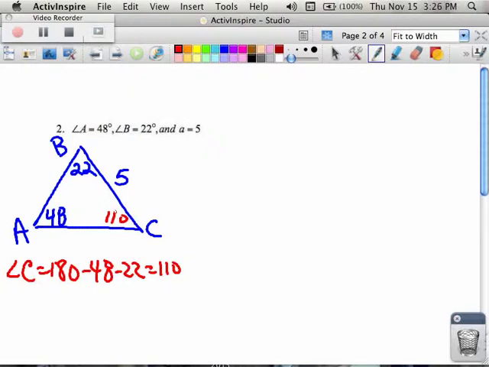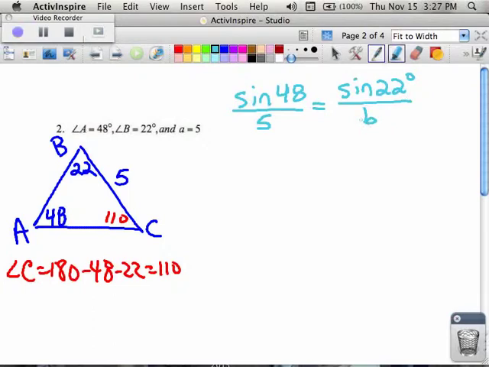If I want to find a side, like let's say for example side B, what I could do is set that up by saying the sine of 48 degrees over 5, which is the side across from it, is the same as the sine of 22 degrees divided by the side, which is B, which is across from it. Cross multiply and divide, so I multiply the two things that are diagonal from each other and then divide. And what that would give me is that B should be equal to 5 times the sine of 22 divided by the sine of 48.